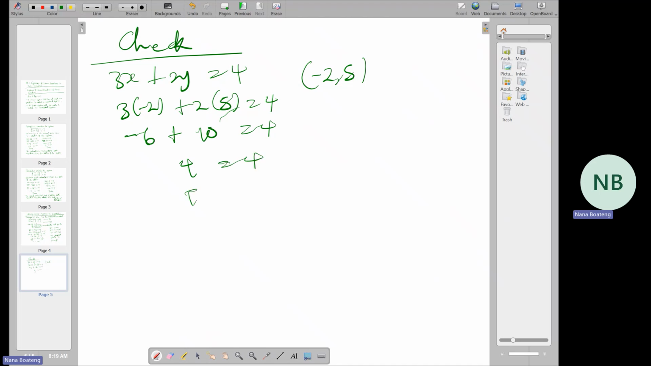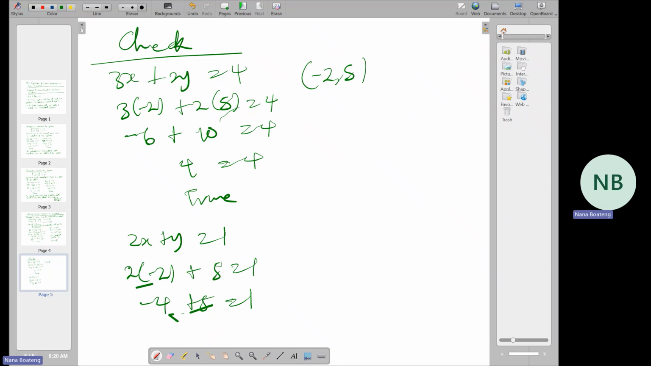So this is true. Let's check the second equation, equation 2, which is 2x plus y is equal to 1. So 2 times x, which is negative 2, plus y, which is 5, is equal to 1. 2 times negative 2 is negative 4, plus 5. So negative 4 plus 5 is positive 1. So 1 is equal to 1. So this is also true. So our solution checks out. Our solution is correct.